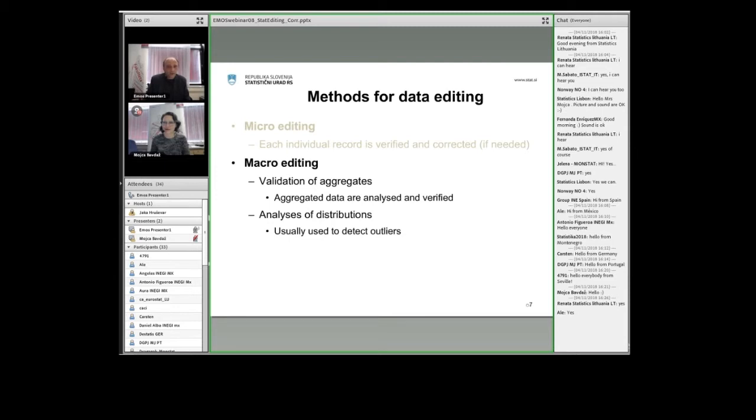The other type of macroediting is analysis of distributions. So you usually plot the distribution of the whole set of data and try to detect some strange patterns in your data. Usually this analysis of distributions is used to detect outliers, because outliers are very easy to detect through visualization methods. And analysis of distributions is mostly about visualization. But we will talk about this a bit later.